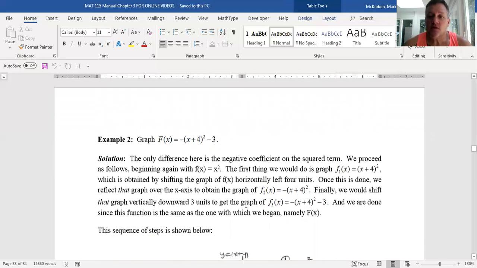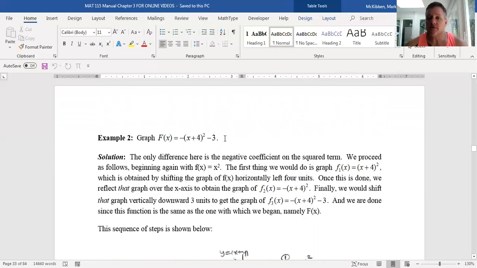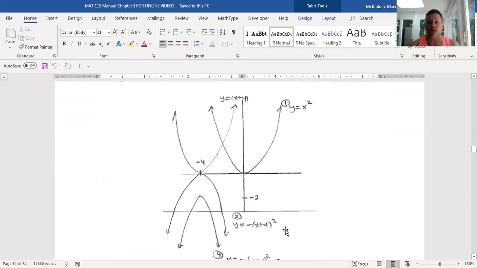All right, this one looks very similar, right? In fact, the only thing I've done differently is now multiplied that (x + 4)² by a -1. And so let's just track through the pictures here. First thing I'm going to do is take the (x + 4)², that should be a square here, it's a typo. So I simply move it over 4 units to the left.